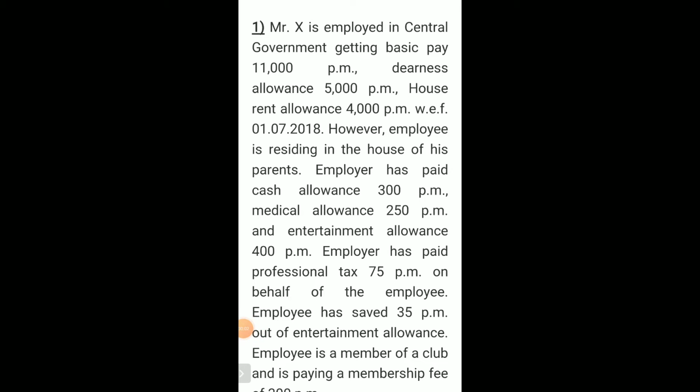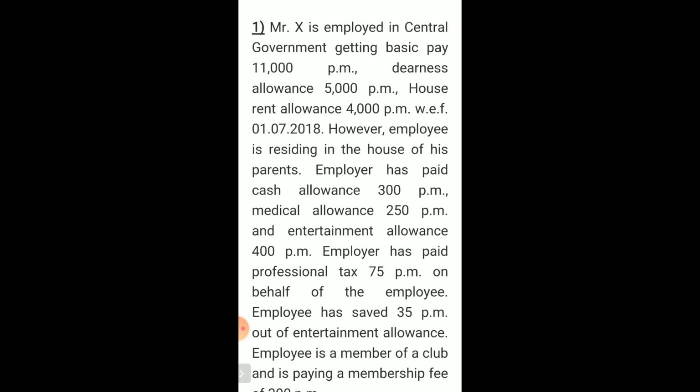Mr. X is employed in central government, getting basic pay 11,000 per month. Dearness allowance 5,000 rupees per month. House rent allowance 4,000 rupees per month with effect from 1/7/2018. However, employee is residing in the house of his parents.